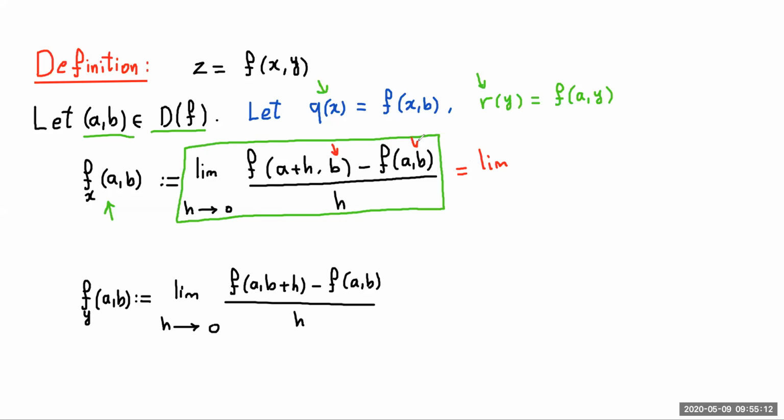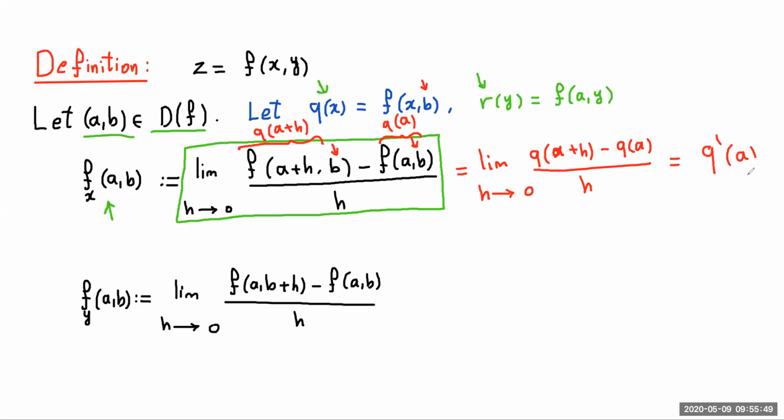Now this limit could be written as follows, because here b is constant, fixed, so it's the limit of q(a plus h) minus q(a) over h when h approaches 0. And this is by definition of a function in one variable. q(x) is a function in one variable. So this is the derivative of q at a.